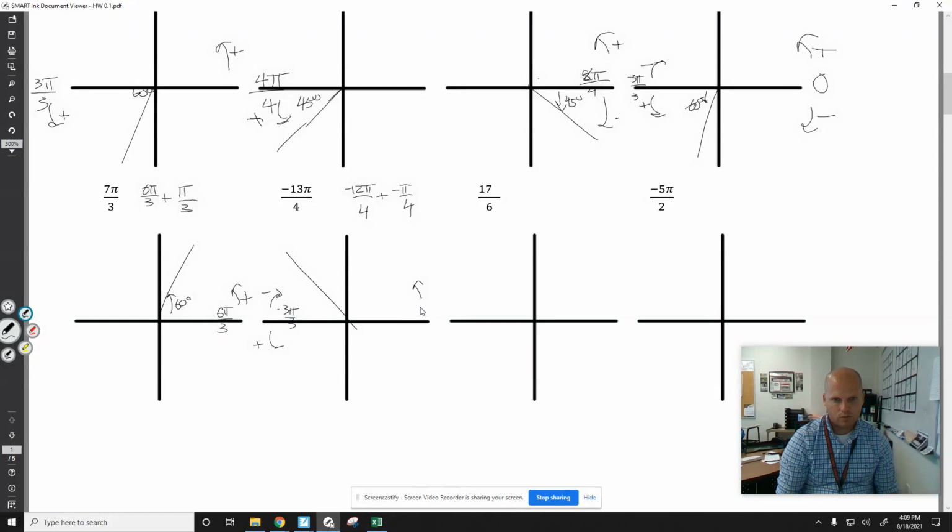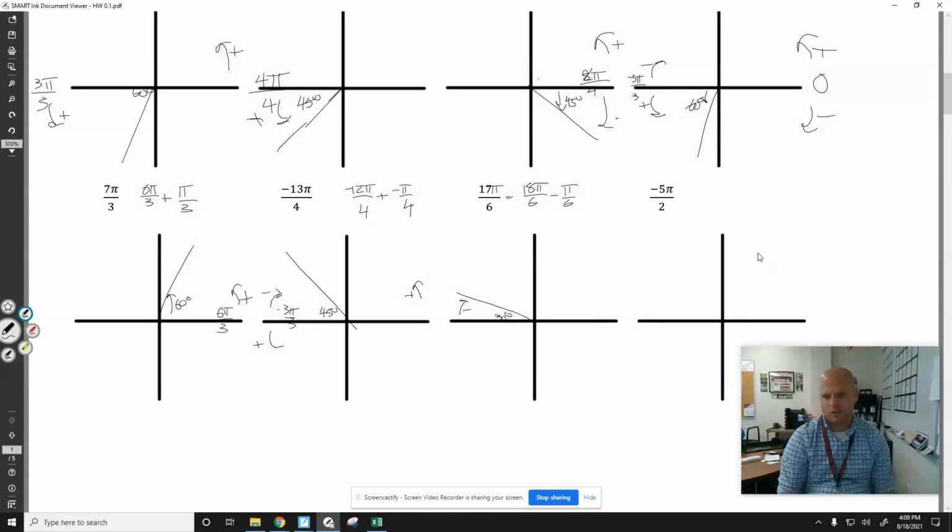Negative 1, 2, 3, and another pi over 4. 45 degrees. This looks like it's 17 pi over 6. Let's see. How can I add or subtract just a pi over 6? I can start with 18 pi over 6. Subtract a pi over 6. 18 pi over 6 is 3 pi. 1, 2, 3 pi. But subtract a pi over 6. Boom, right there. 30 degrees.